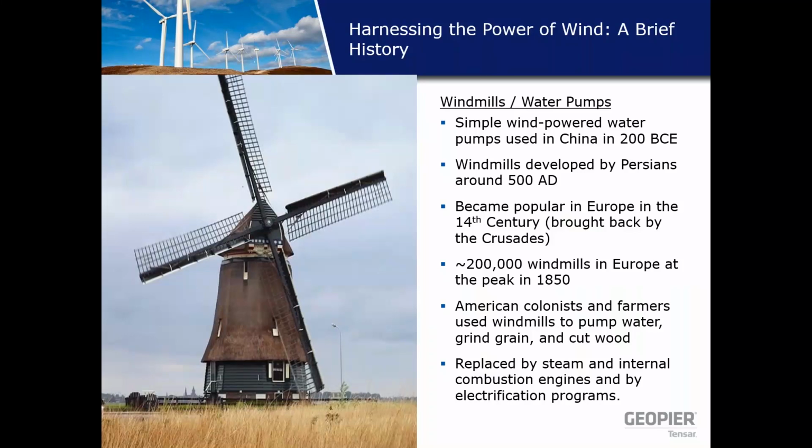On land, China's been using wind to power water pumps since 200 BCE, and the Persians developed windmills around 500 AD. The windmill technology was brought back to Europe by the Crusaders and became very popular in the 14th century. And by the 1800s, there were over 200,000 windmills in Europe. That technology was also brought over to the colonies in the United States, where colonists and farmers used windmills to pump water, grind grain, and cut wood. However, as with most technologies, windmills started to become relatively obsolete with the advent of the internal combustion engine and electrification programs.